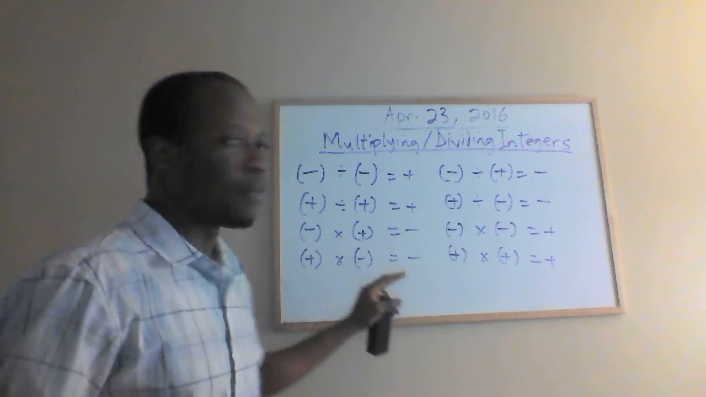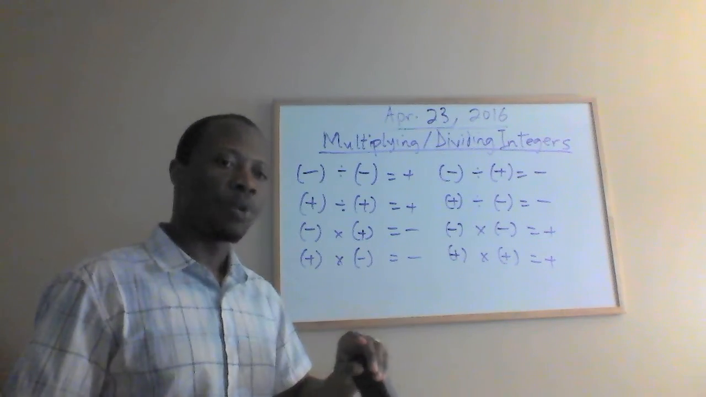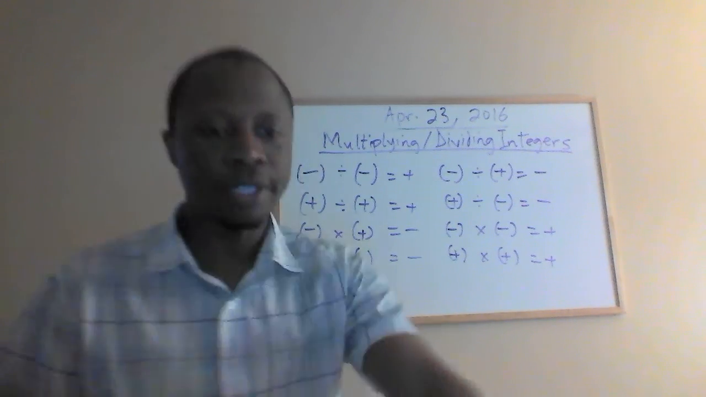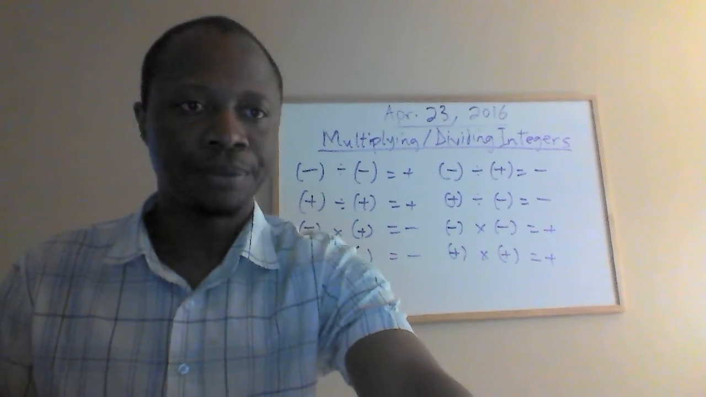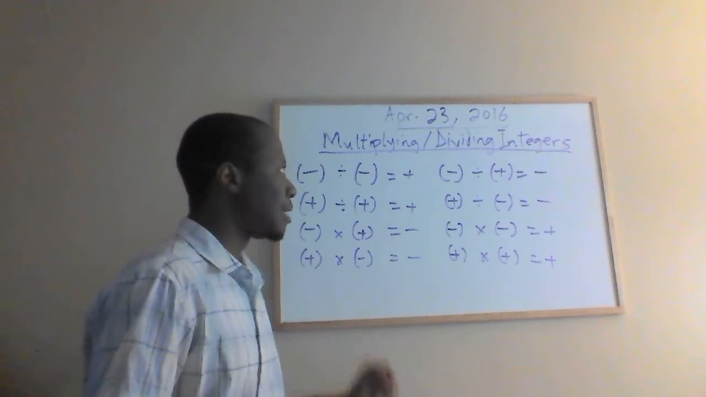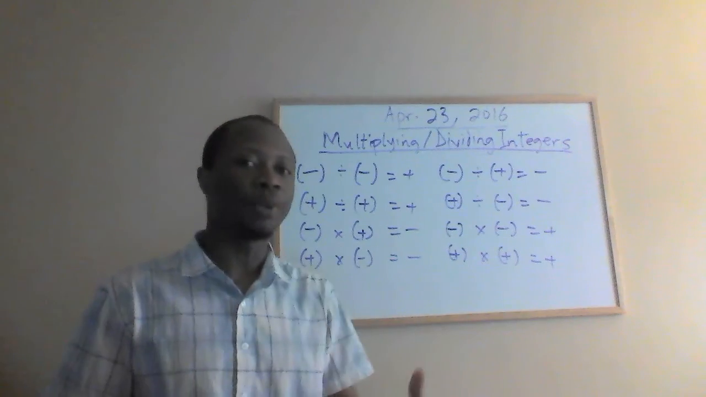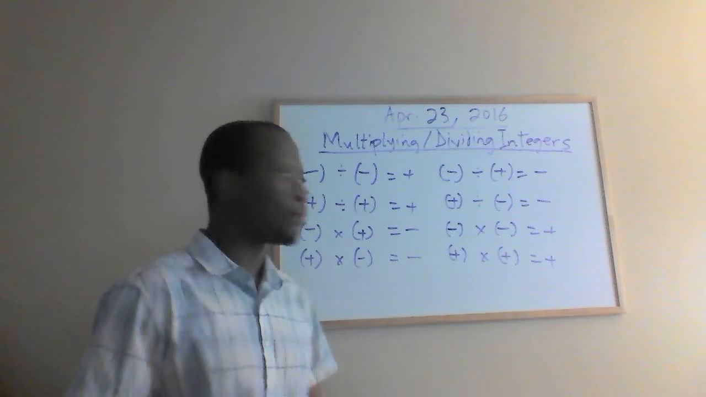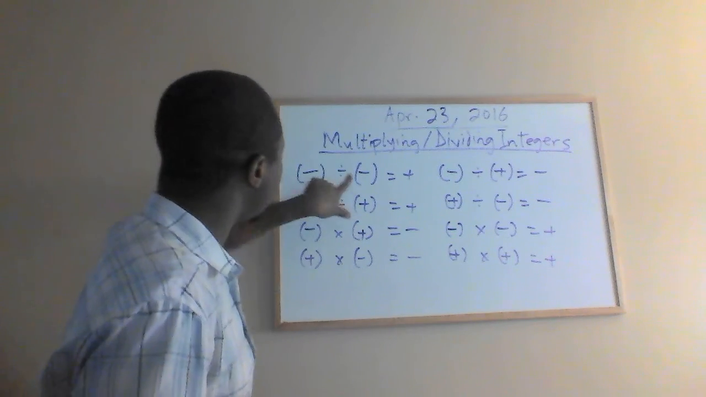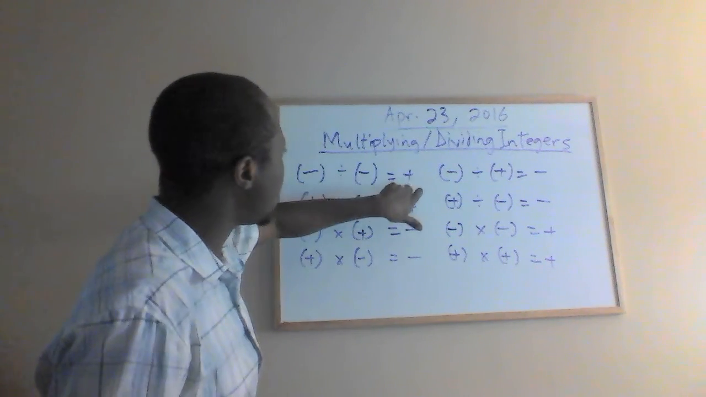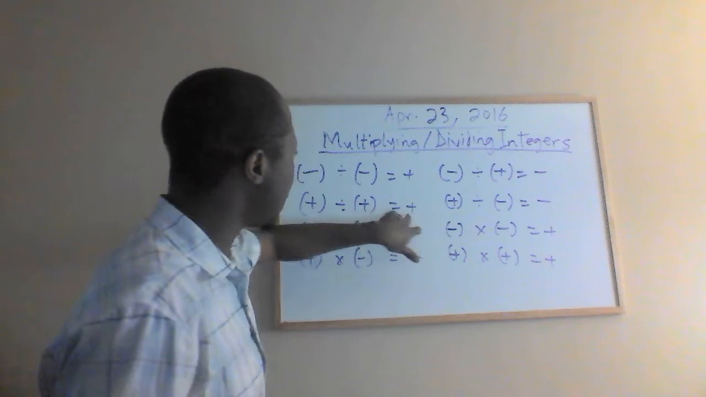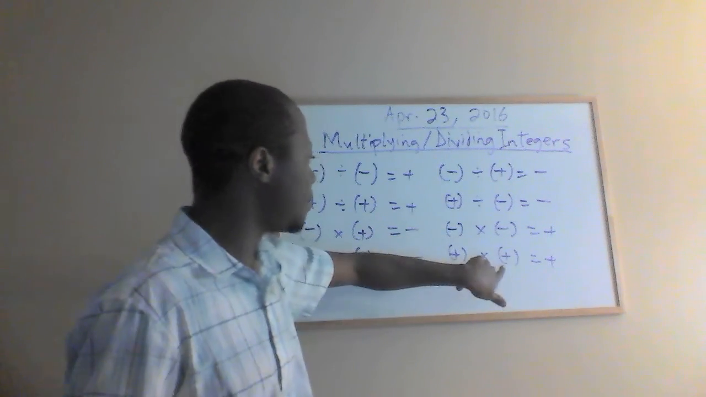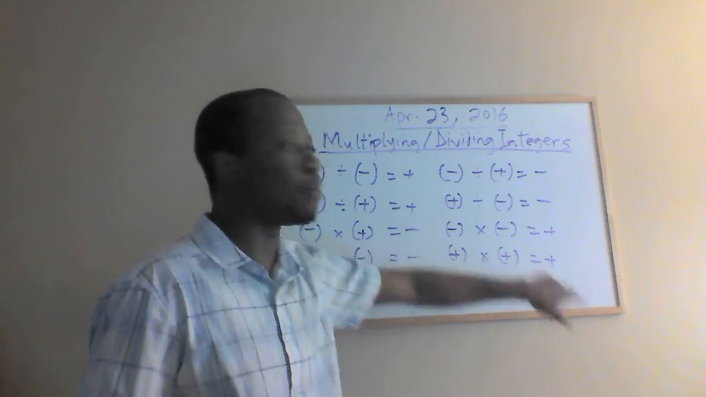The basic rule of thumb here is, whether you're dividing or multiplying, whenever the two signs you're dealing with are the same, the result will always be positive. So for example, these two signs are the same, we get positive. These two signs are the same, we get positive.